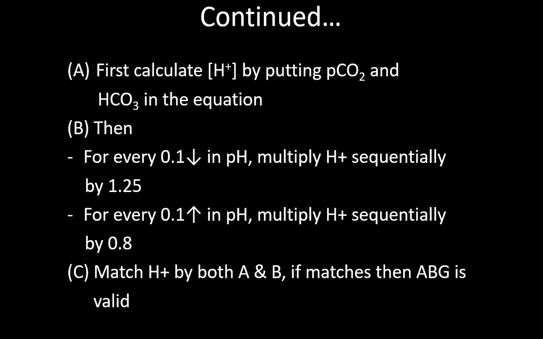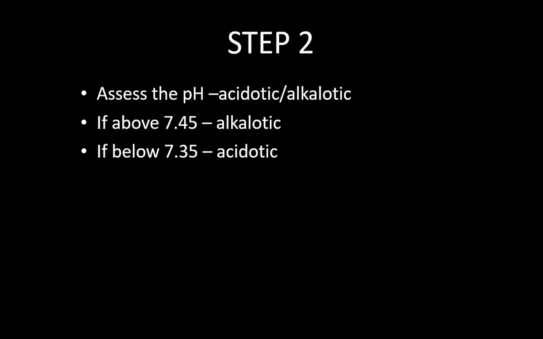Then step 2, if the pH is changing, for every decrease in pH of 0.1, multiply the H+ subsequently by 1.25. So if the pH is 7.3, multiply it once; if pH is 7.2, multiply it by 1.25 and then again by 1.25. For every 0.1 increase in the pH, multiply the H+ subsequently by 0.8. So if pH is coming down, multiply H+ by 1.25. If pH is going up, multiply it by 0.8. Match the hydrogen ion in both A and B. If it matches, then the ABG is valid. We will discuss with an example.